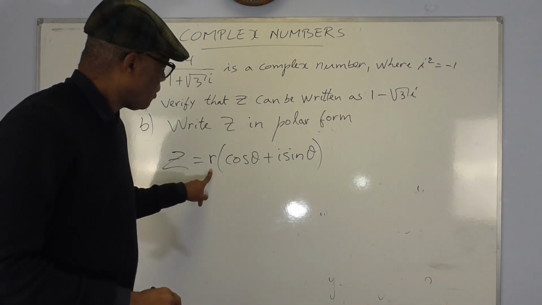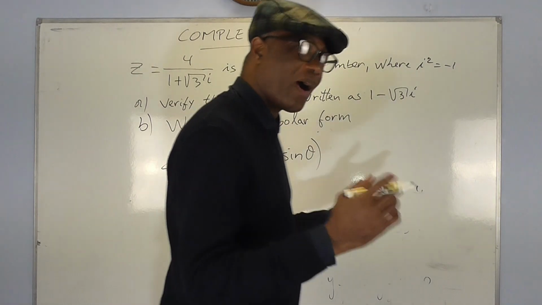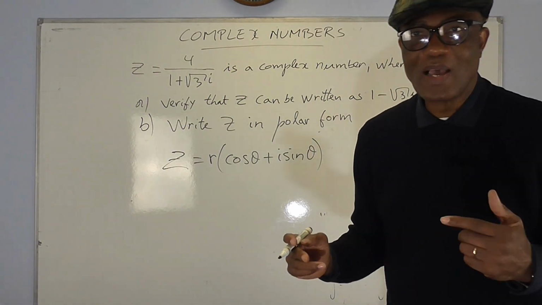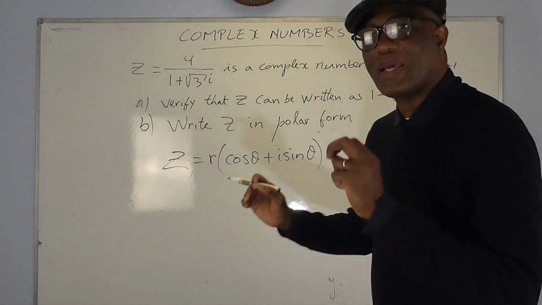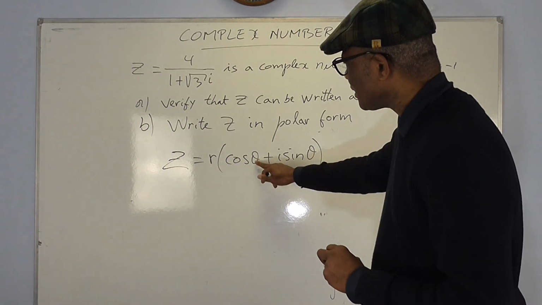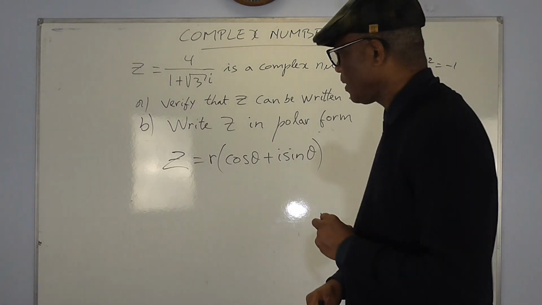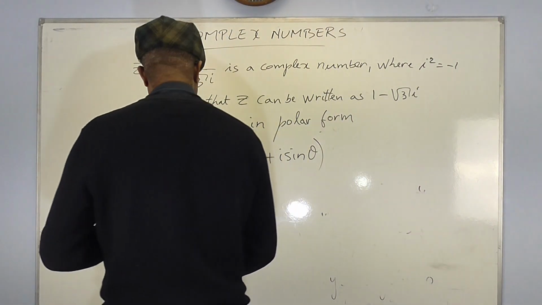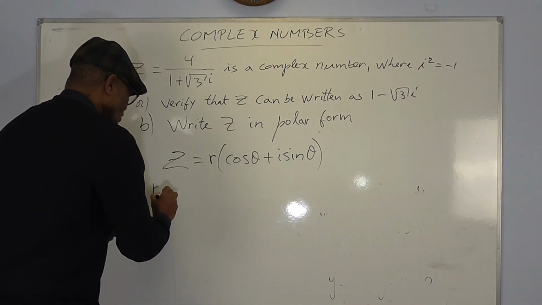Okay? What does the r stand for? The r that we have there stands for the modulus, so we need to get the modulus. r is the modulus and theta is the argument that we need to get. Now, how do we get the modulus?